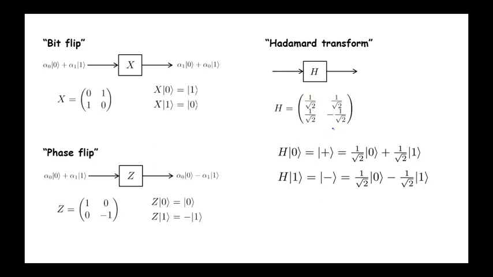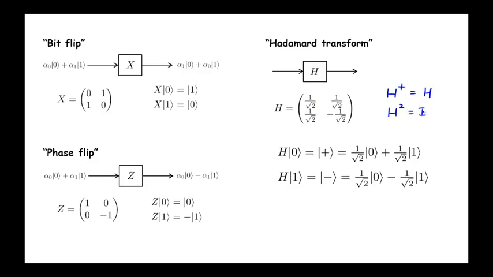So once again, H dagger is equal to H. If you take the conjugate and then transpose, you get back the same matrix. And you can verify that H squared is the identity. H times H dagger is the identity. So it's a unitary transformation.